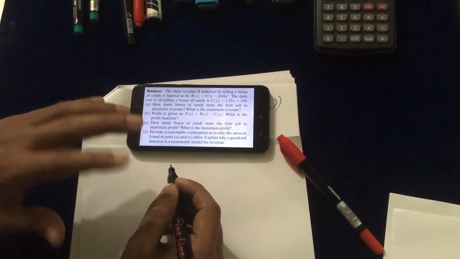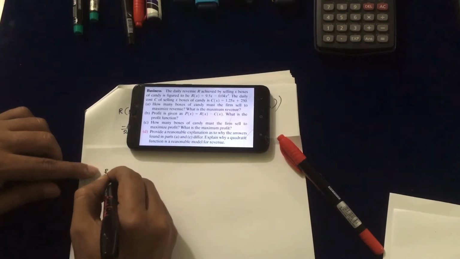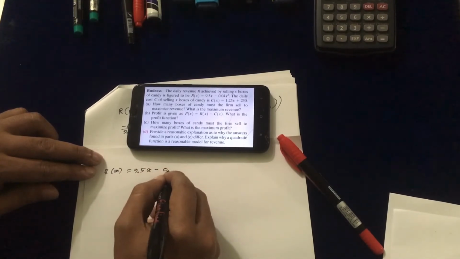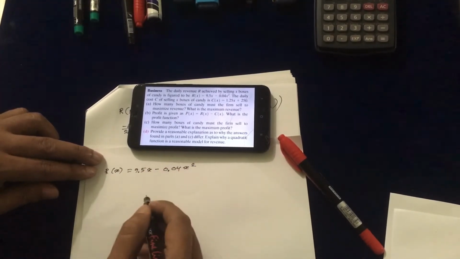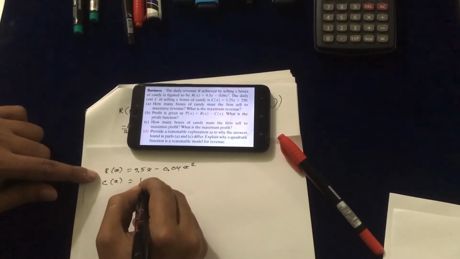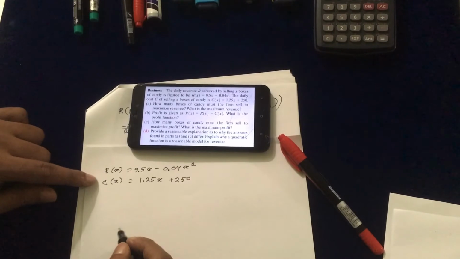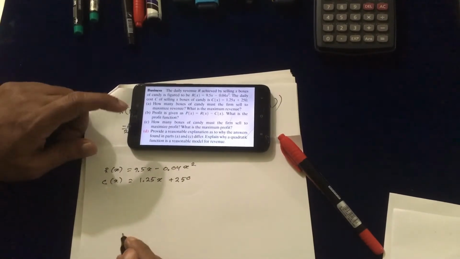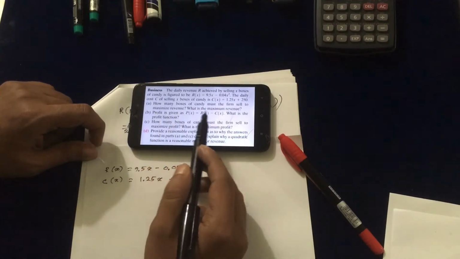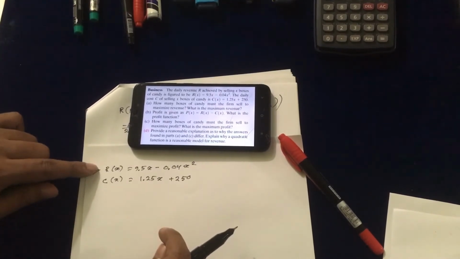If you have the paper with you, just keep the paper and question with you, so that you can see it. Revenue function R of x is given as 9.5x minus 0.04x squared. And cost function is given, C of x equals 1.25x plus 250. Okay, now look at the question. First question says what? How many boxes of candy must be sold to maximize the revenue, and what is the maximum revenue? So the question is related to revenue. That means we will use the revenue function to solve it.